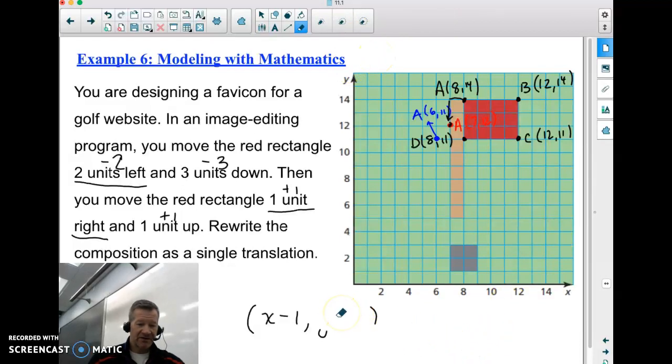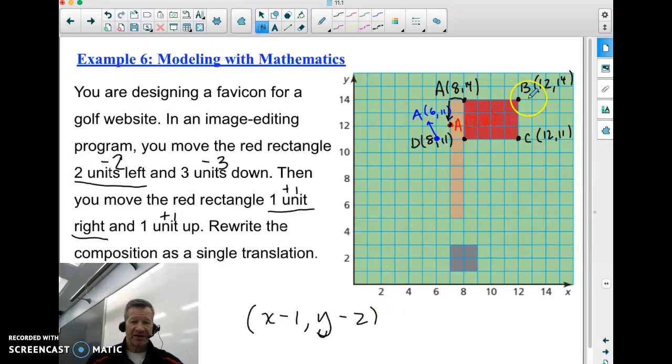Glad I went the little extra bit, otherwise I probably wouldn't have caught that. It's a foolish mistake. So yeah, this should have been y minus 2, not plus 2. I didn't go up 2, I went down 2. Left 1, down 2. So we can see what the composition for that rule is.